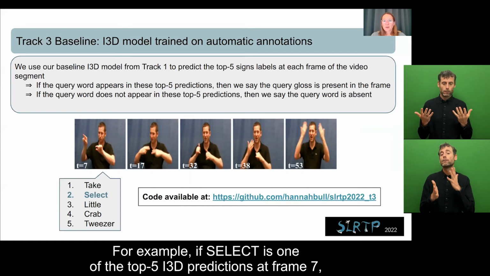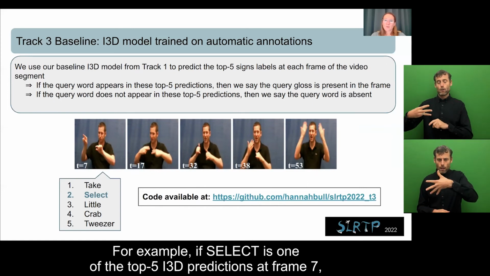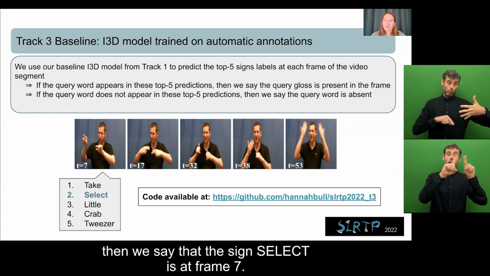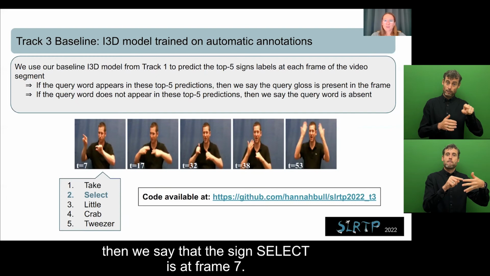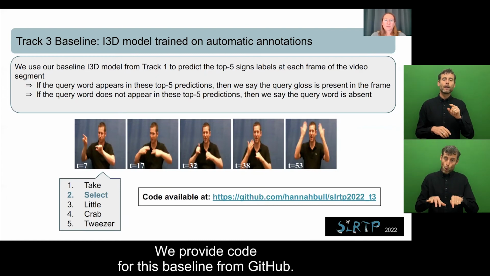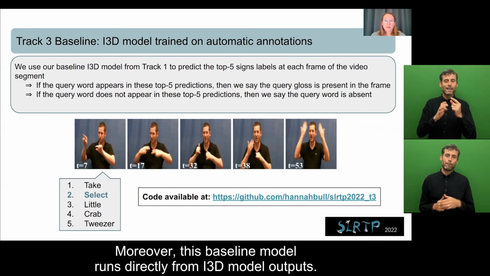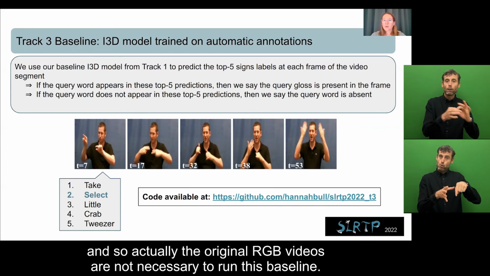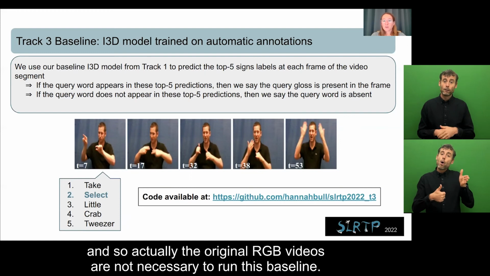For example, if select is one of the top 5 i3D predictions at frame 7, then we say that the sign for select is at frame 7. We provide code for this baseline from GitHub. Moreover, this baseline model runs directly from i3D model outputs. We provide the i3D model features and logits for the BSL corpus data, and so actually the original RGB videos are not necessary to run this baseline.